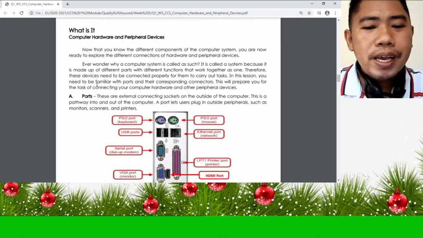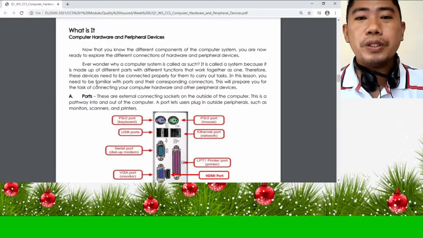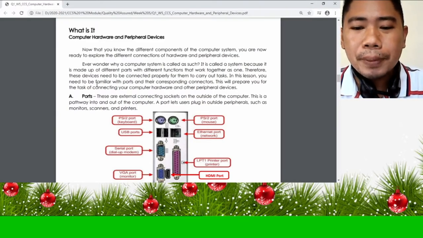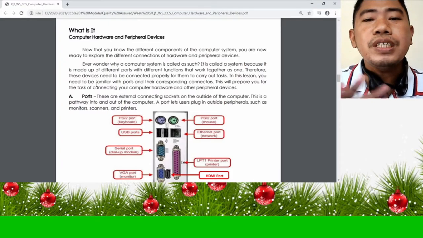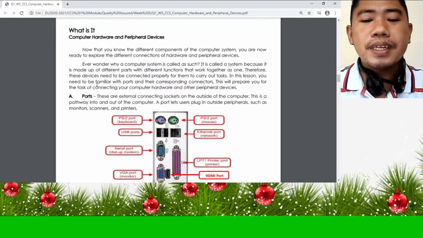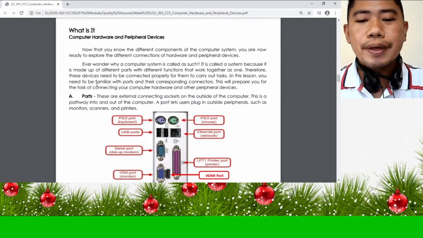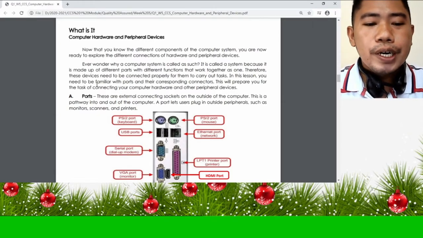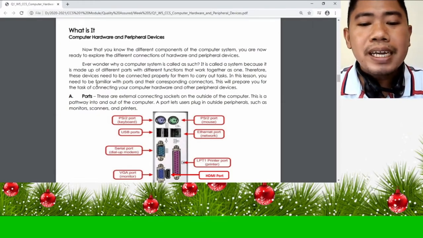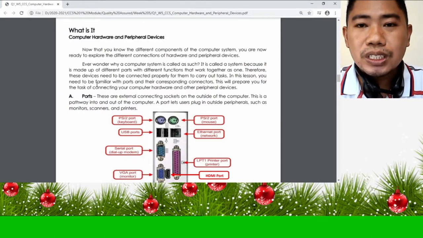Ever wonder why a computer system is called a computer system? It is called a system because it is made of different parts with different functions that work together as one. Therefore, these devices need to be connected properly for them to carry out tasks.